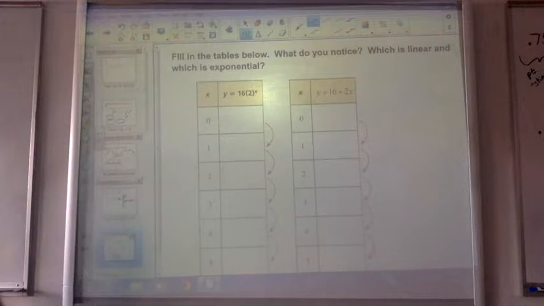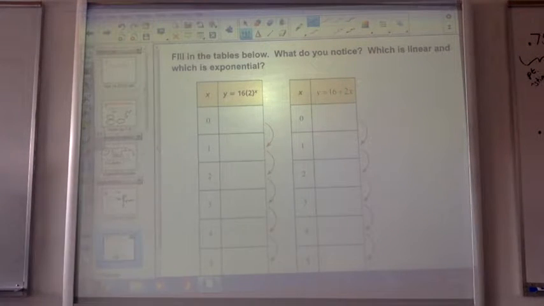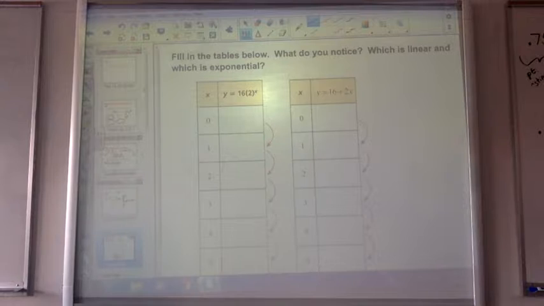Well, let's see if we can play around with this. So we're going to fill in this table. And we want to see which one would be exponential, which one would be linear. I'll tell you the one on the left side is exponential. How do I know? Because I have an exponent that's x.